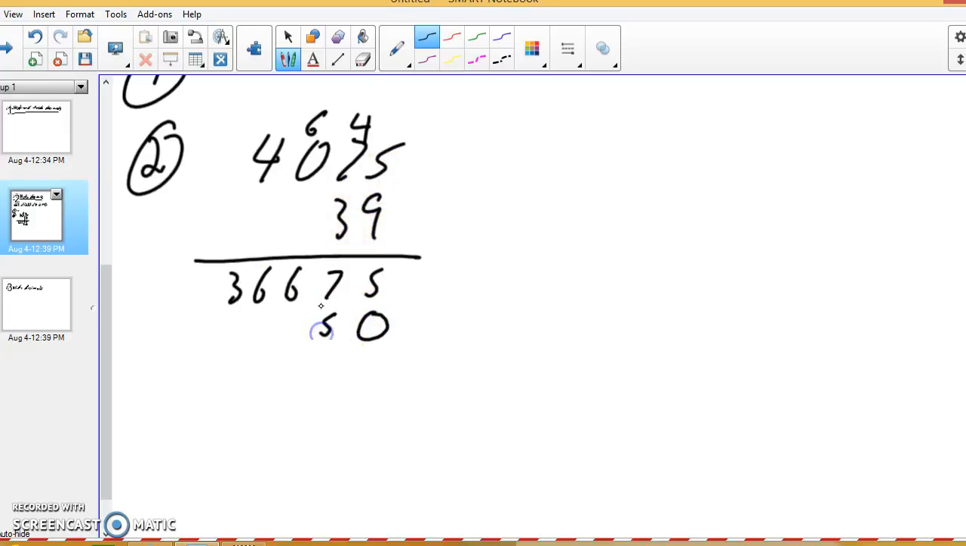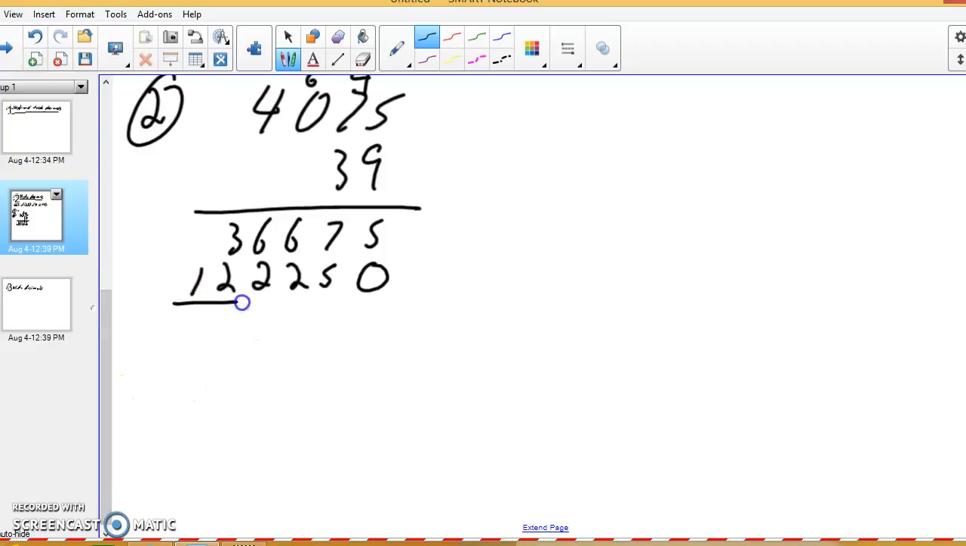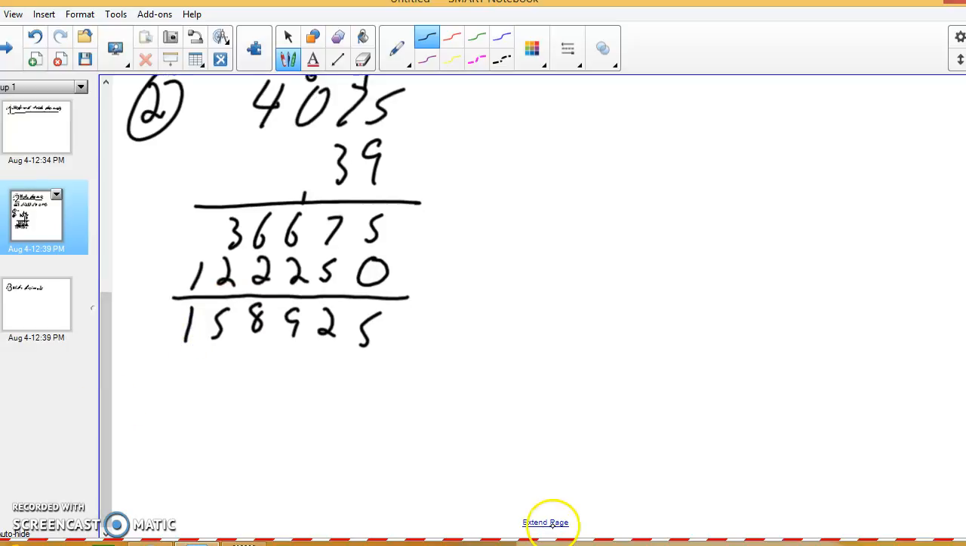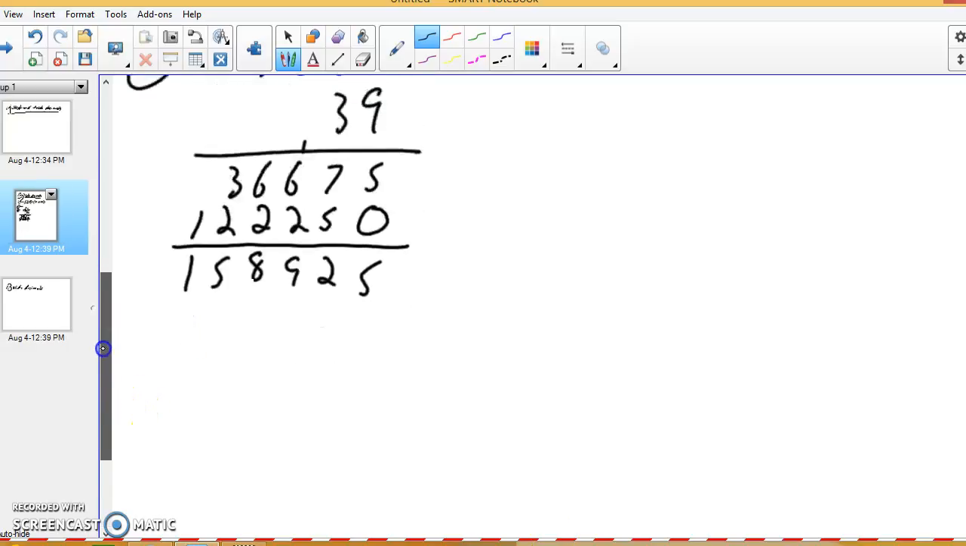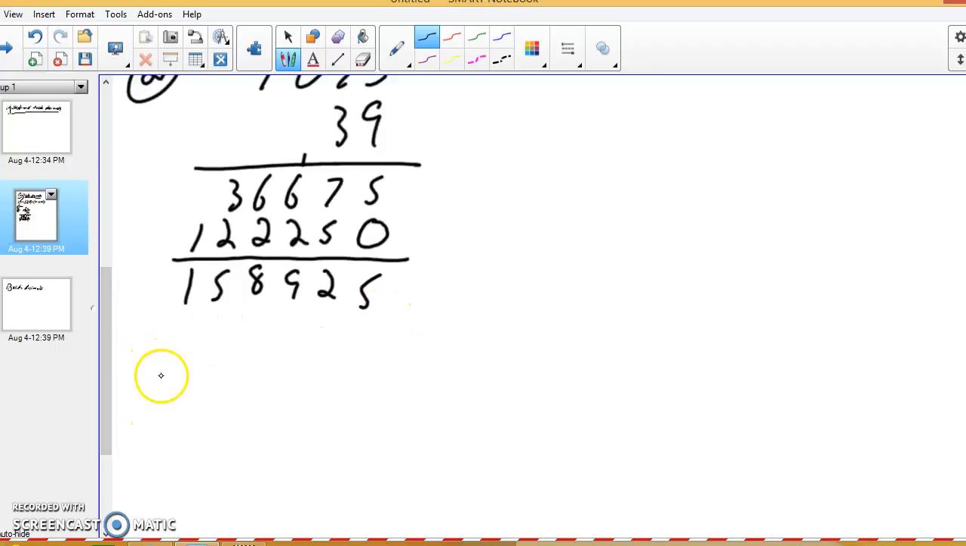3 times 5 is 15. 3 times 7 is 21, plus 1 is 22. 3 times 0 is 0, plus 2 is 2, and 3 times 4 is 12. Again, just like the regular multiplication algorithm, you add them up. 5, 12, 9, 8, 5, 1. Okay, so now that we've done our normal multiplication algorithm, we've come up with a long strand of a number.